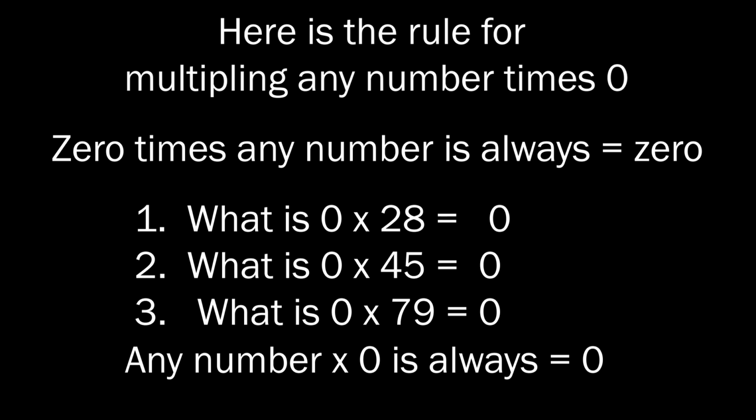What is 0 times 28? 0. What is 0 times 45? 0. What is 0 times 79? 0. Any number times 0 is always 0.